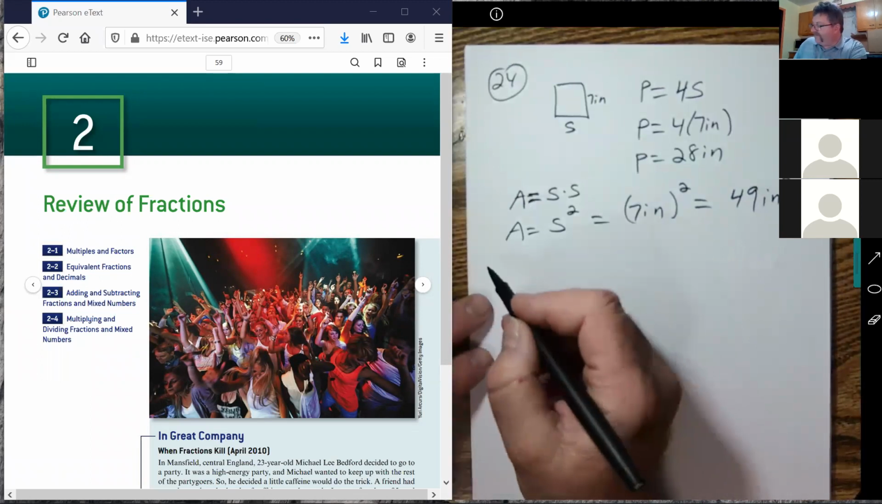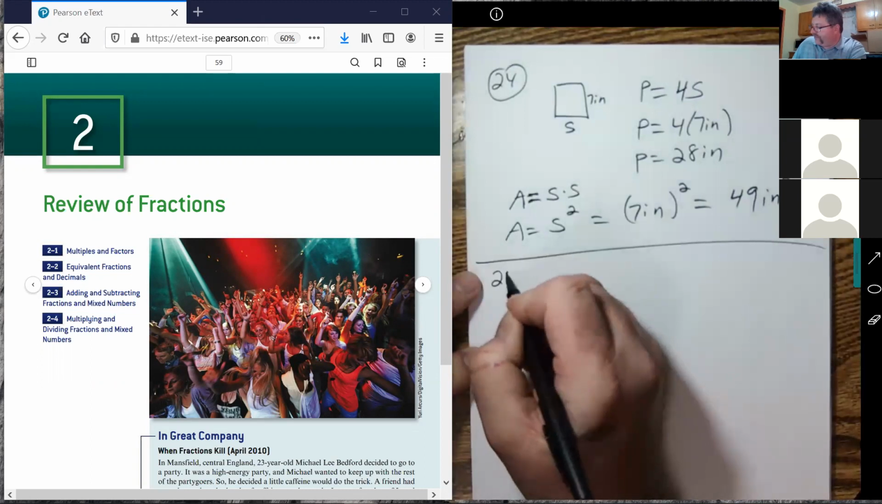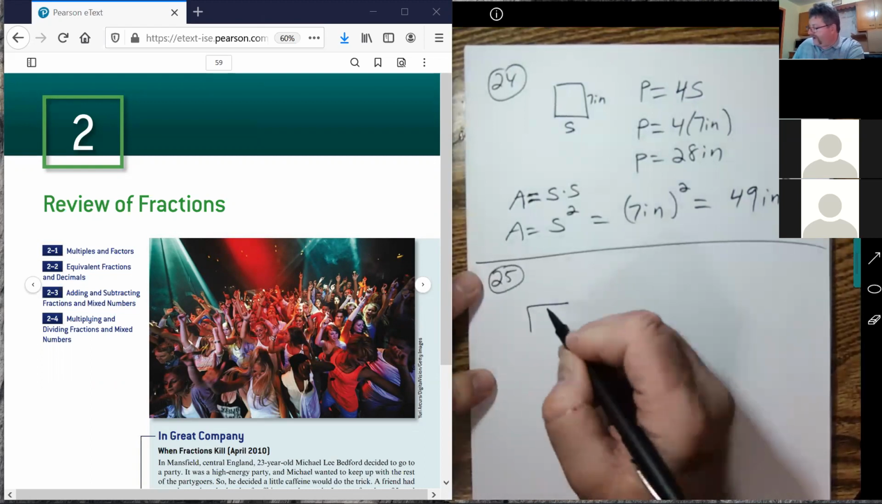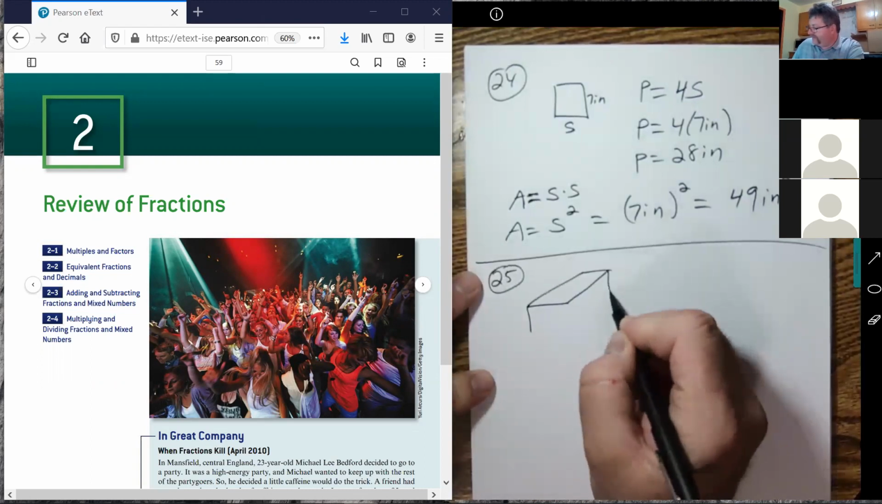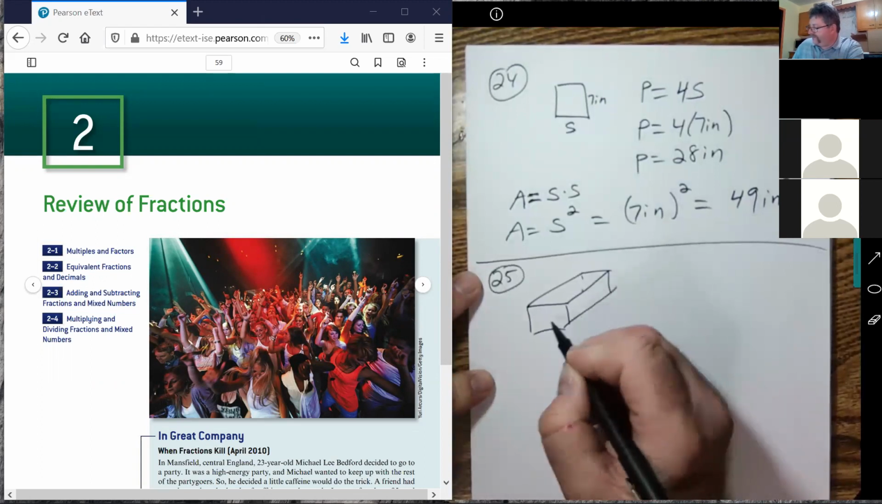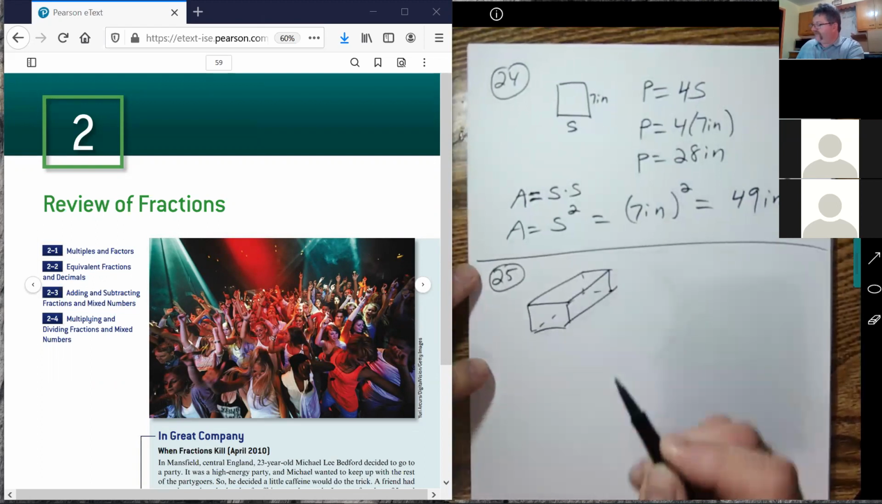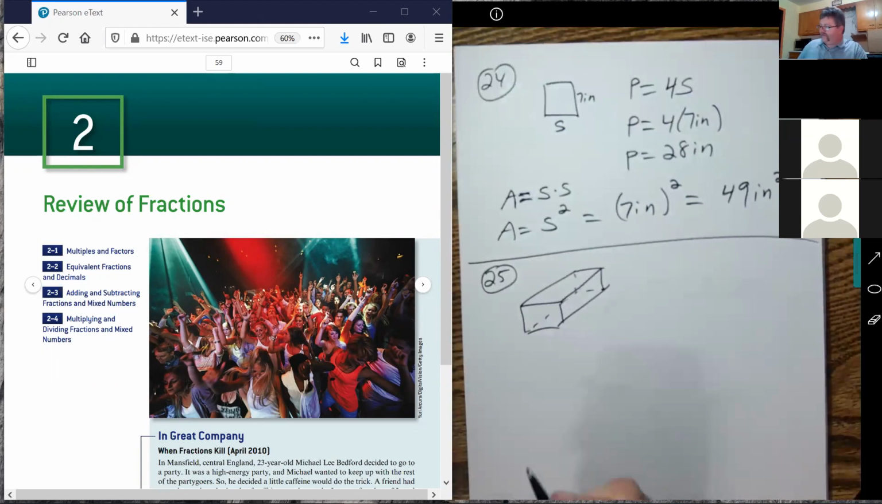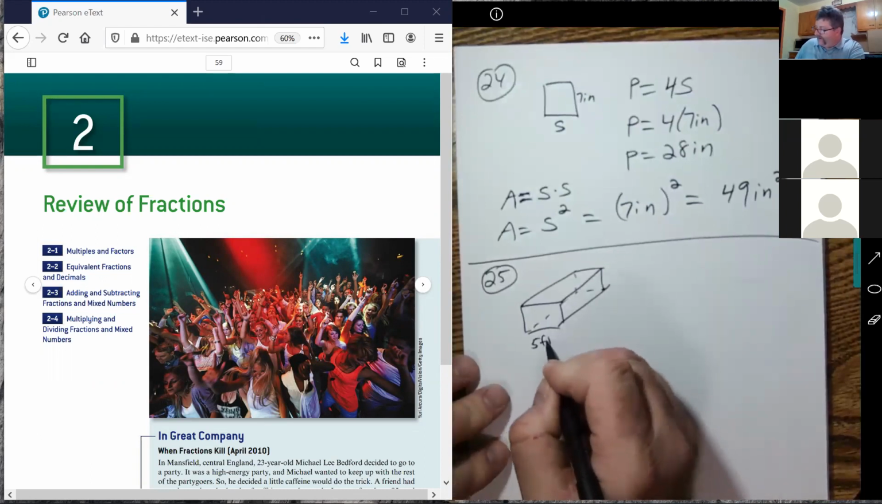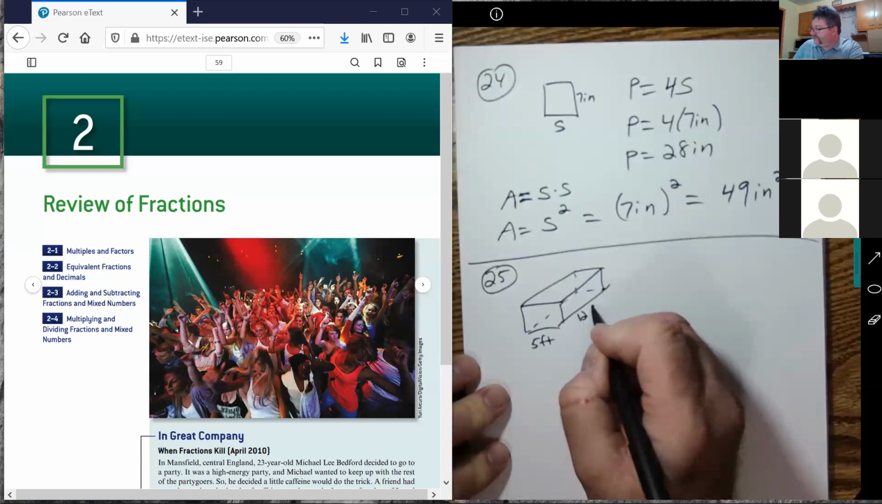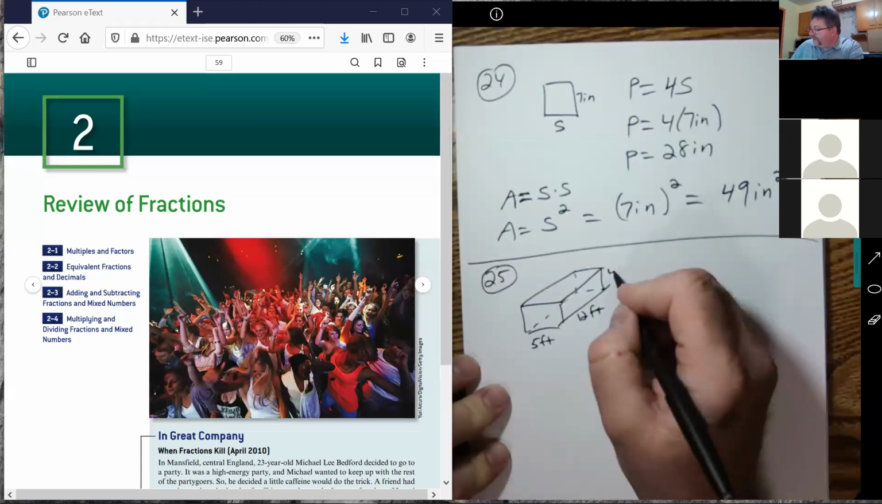All right, and finally, volume of a rectangular prism or a 3-dimensional box. Okay. How much stuff can I put inside the box? Well, I need to know 3 dimensions. Okay, a length, a width, and a height. Doesn't matter which is which, right?